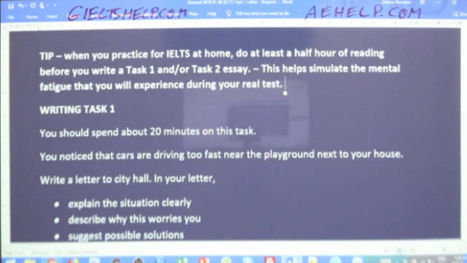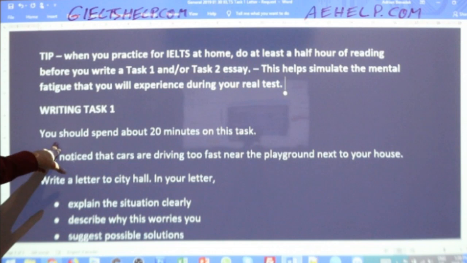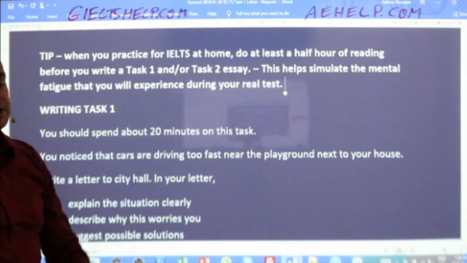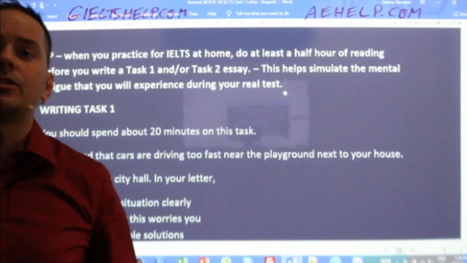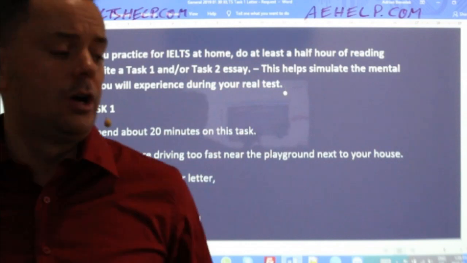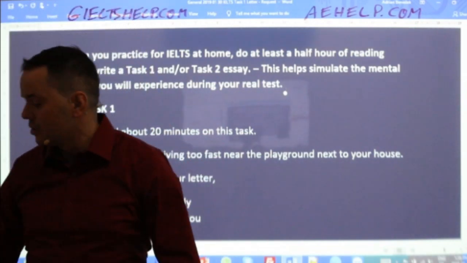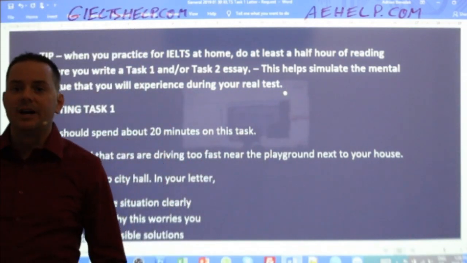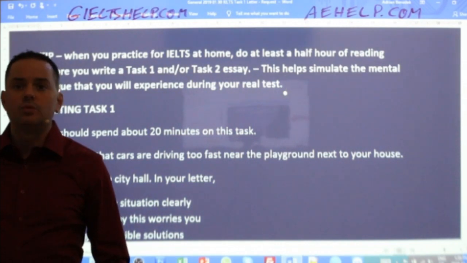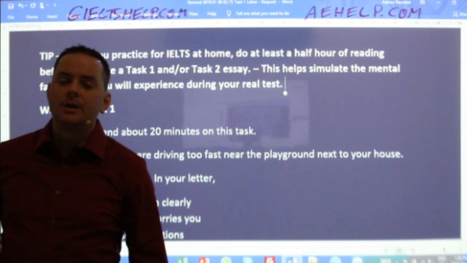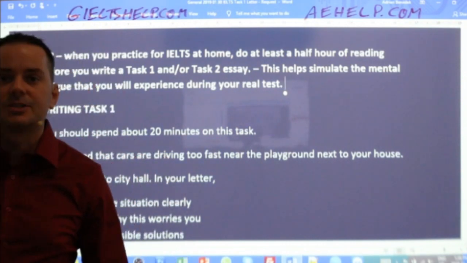Okay. Now let's look at our writing Task 1 question for today. You should spend about 20 minutes on the task. It's worth 1/3 of your writing mark. So spend 1/3 of the time, which is 20 minutes. Okay. Don't spend more. Spend 40 minutes on Task 2.